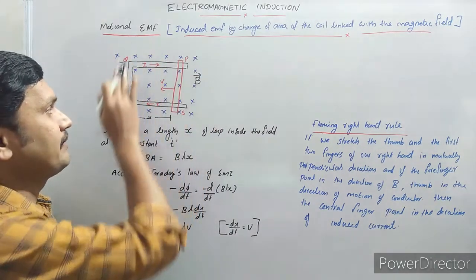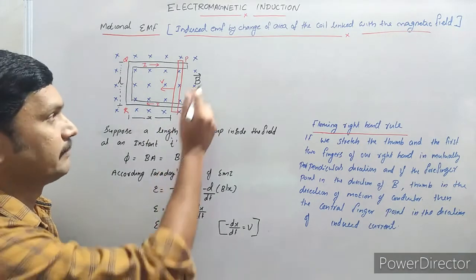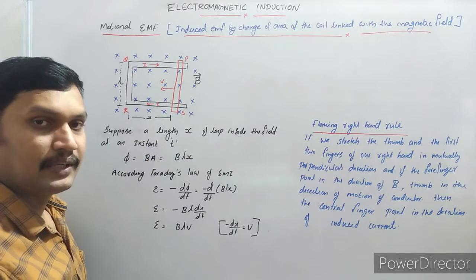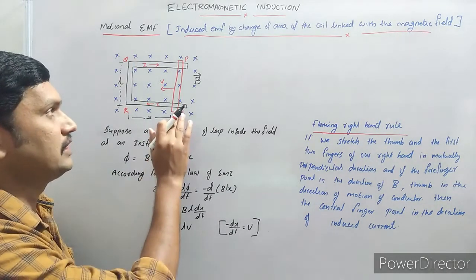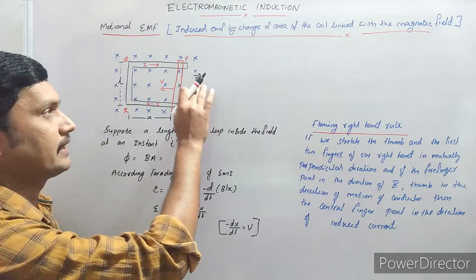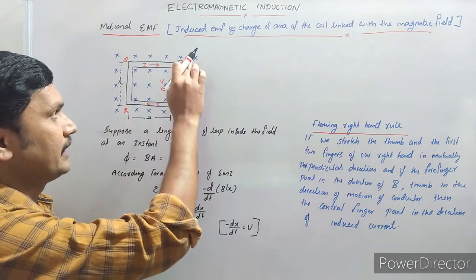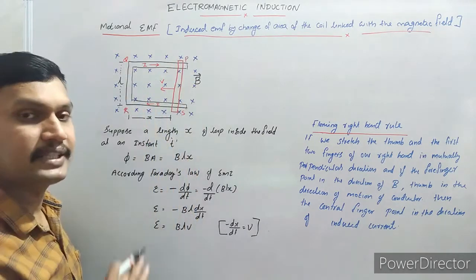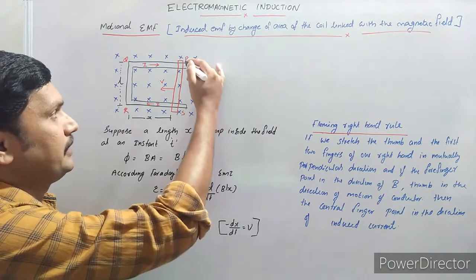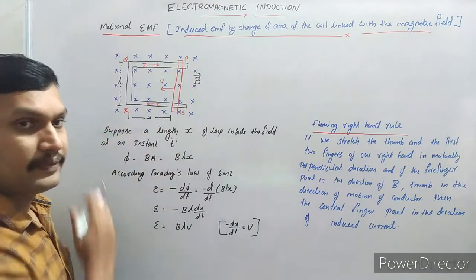All these arrangements are in a uniform magnetic field of strength B, which is perpendicular to the plane of this board. The strength of this magnetic field is B. This metallic rail and our conductor PS are placed in this magnetic field. This conductor PS is free to move along this rail.